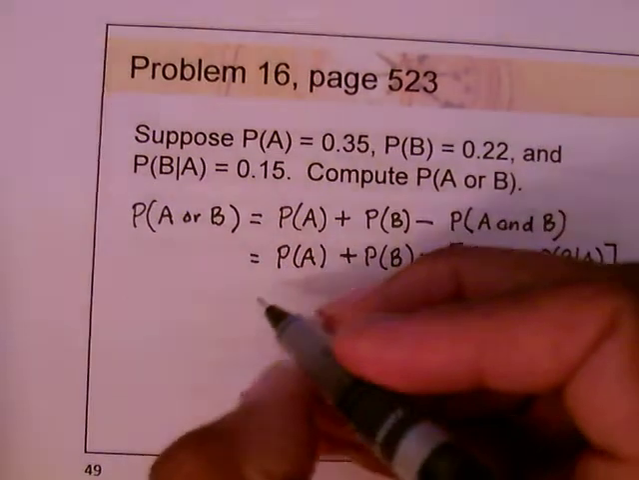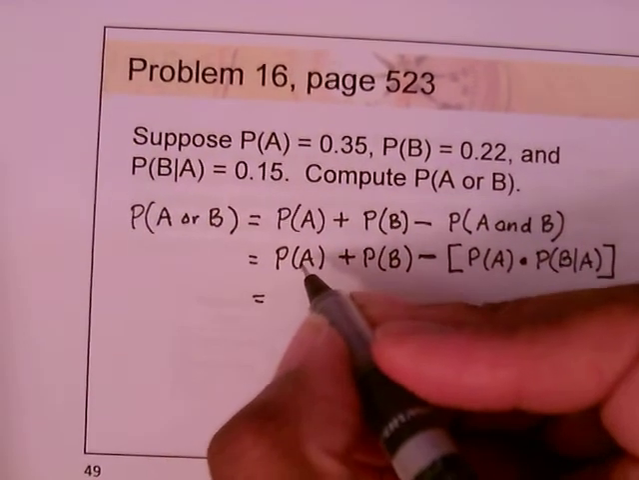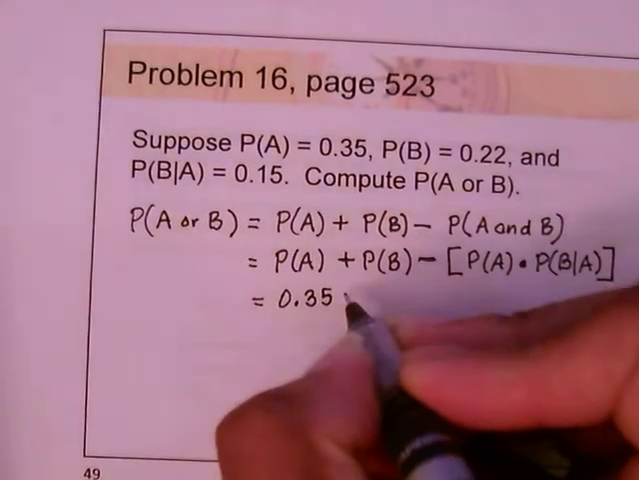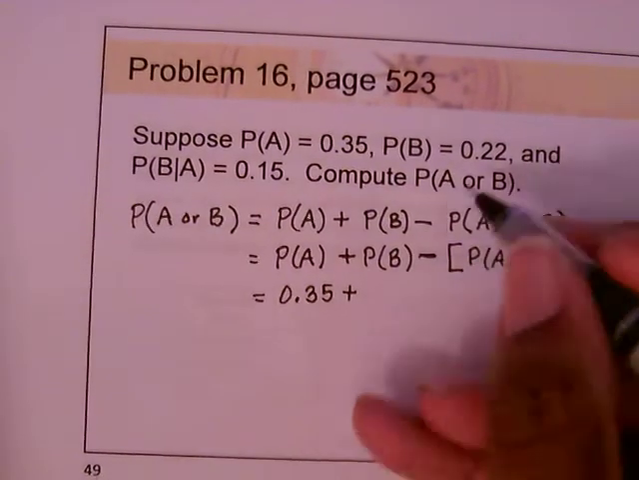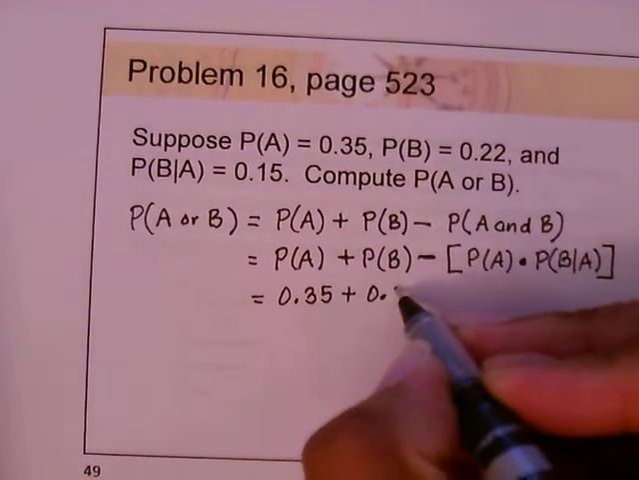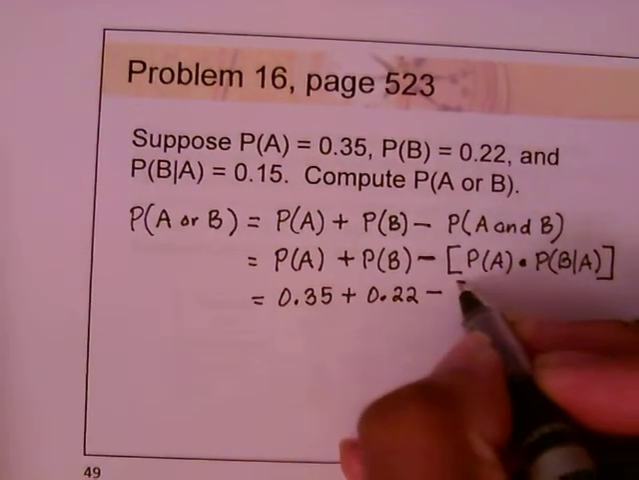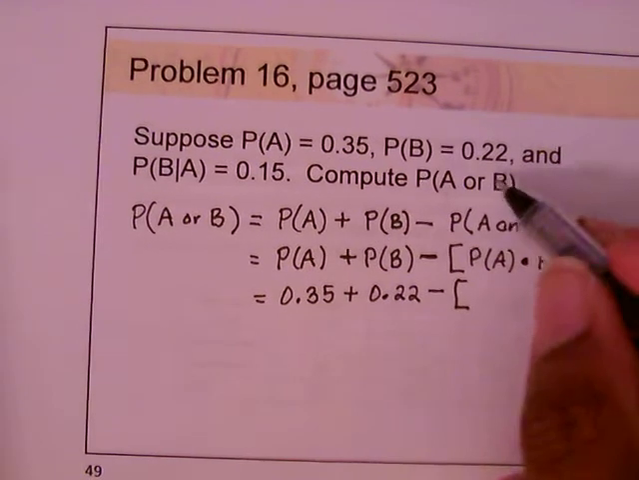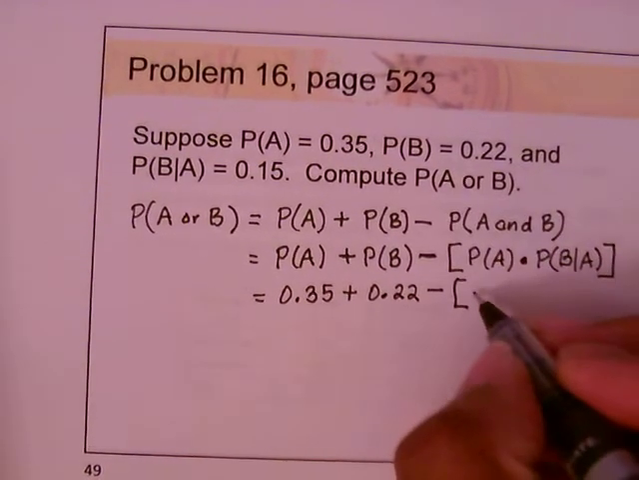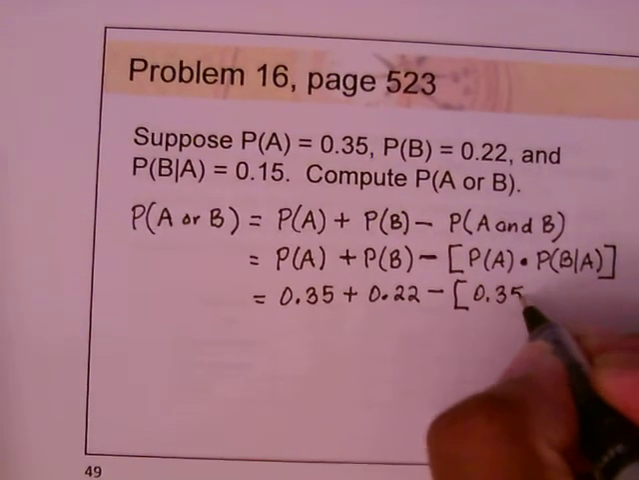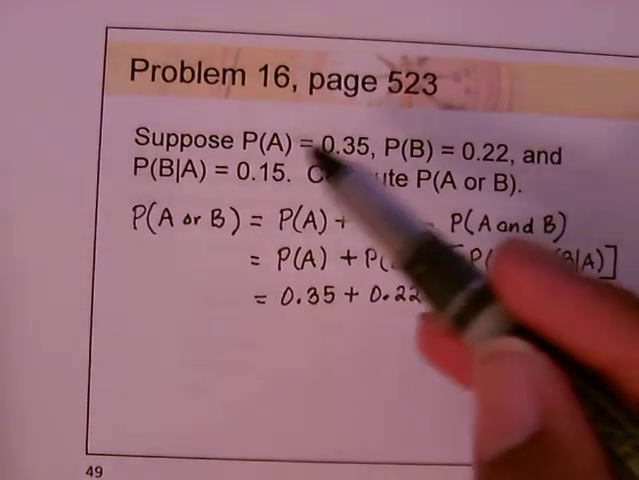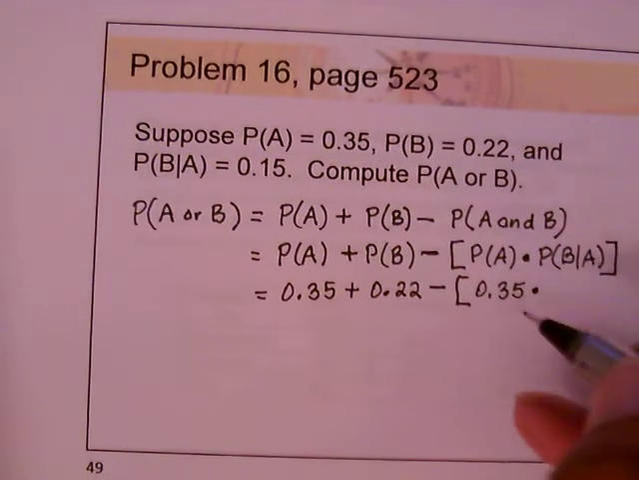So now let's simplify. Well, just substitute here. The probability of event A was 0.35, plus the probability of event B, that's 0.22. And then minus, and in the bracket, the probability of event A was 0.35, that's going to be multiplied by the probability of event B given A. That's given to us as 0.15.